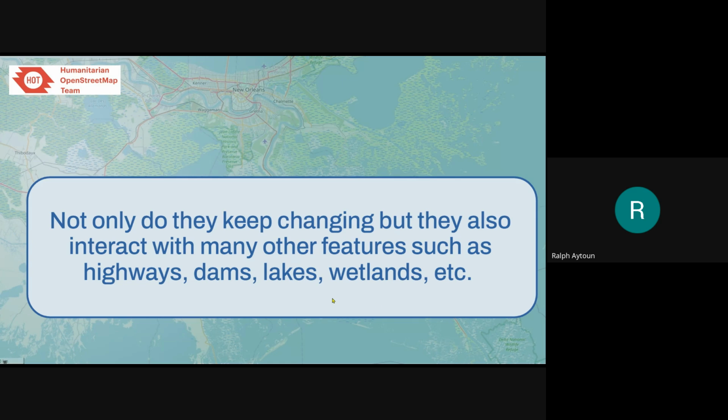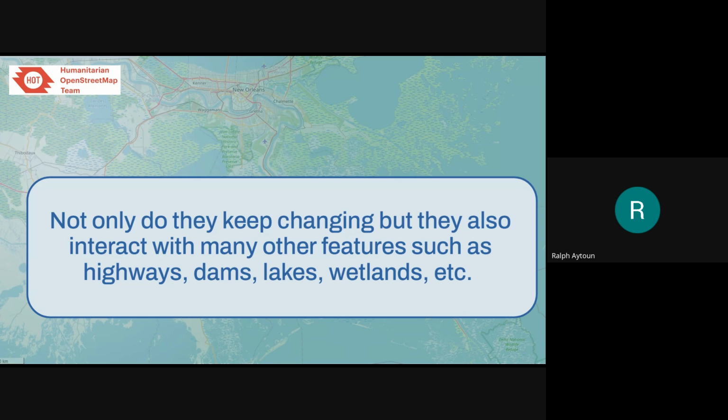But not only do they keep changing, but as you heard from Geoffrey and Michael, there are many different things along the way. You get dams, lakes, highways crossing, wetlands, ferries. You've got weirs, you've got rapids. So yes, there are all sorts of things along the way that affect any movement of traffic along the river.